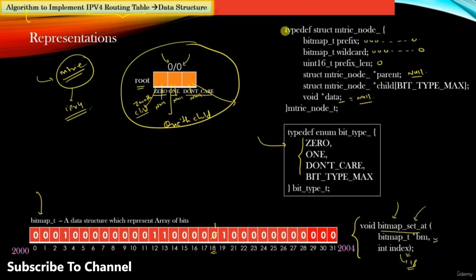So I hope you understood this structure. This structure is very important in order to understand the algorithm. Once again, every node of the mtry will store the effective prefix, which is a combination of the prefix and wildcard, the prefix len, the pointer to the parent, the pointer to its children, and the additional application specific data. So in the next lecture video, we will start our discussion with how we will insert routes one by one into a mtry data structure.